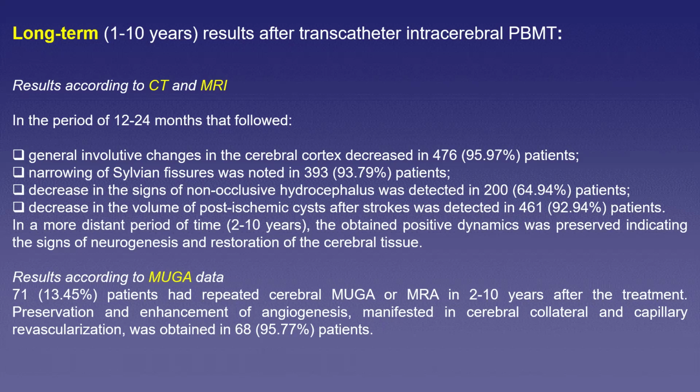In a more distant period of time, which is 2 to 10 years, the obtained positive dynamics was preserved, indicating the signs of neurogenesis and restoration of the cerebral tissue. According to MUGA data, 13.45% of patients had repeated cerebral MUGA or MRA in 2 to 10 years after the treatment. Preservation and enhancement of angiogenesis manifested in cerebral, collateral, and capillary revascularization was obtained in 95.7% of patients. Next slide.